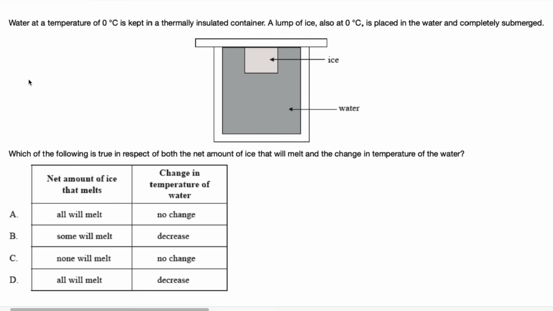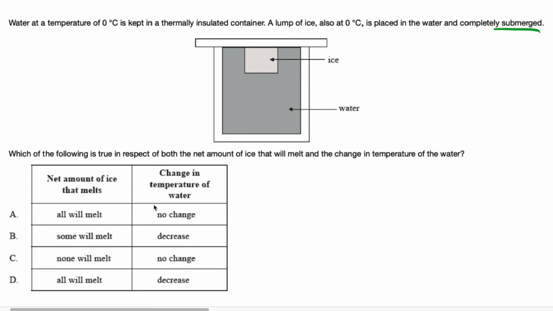Water at a temperature of 0 degrees Celsius is kept in a thermally insulated container. A lump of ice, also at 0 degrees Celsius, is placed in the water and completely submerged. Which of the following is true with respect to both the net amount of ice that will melt and the change in temperature of the water?